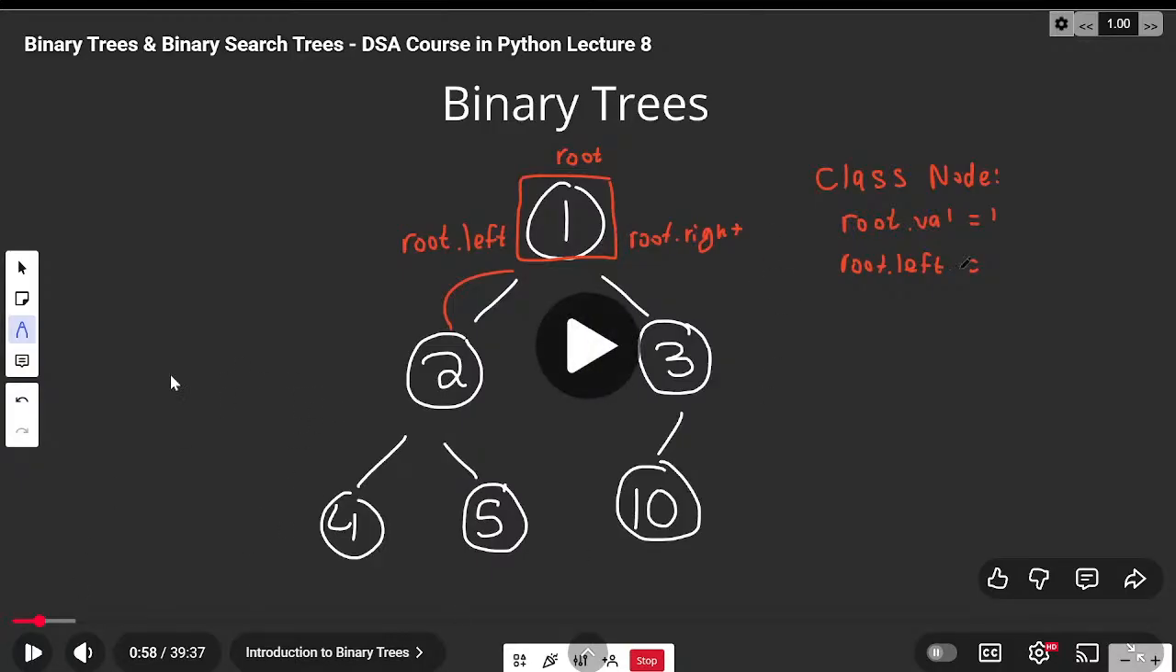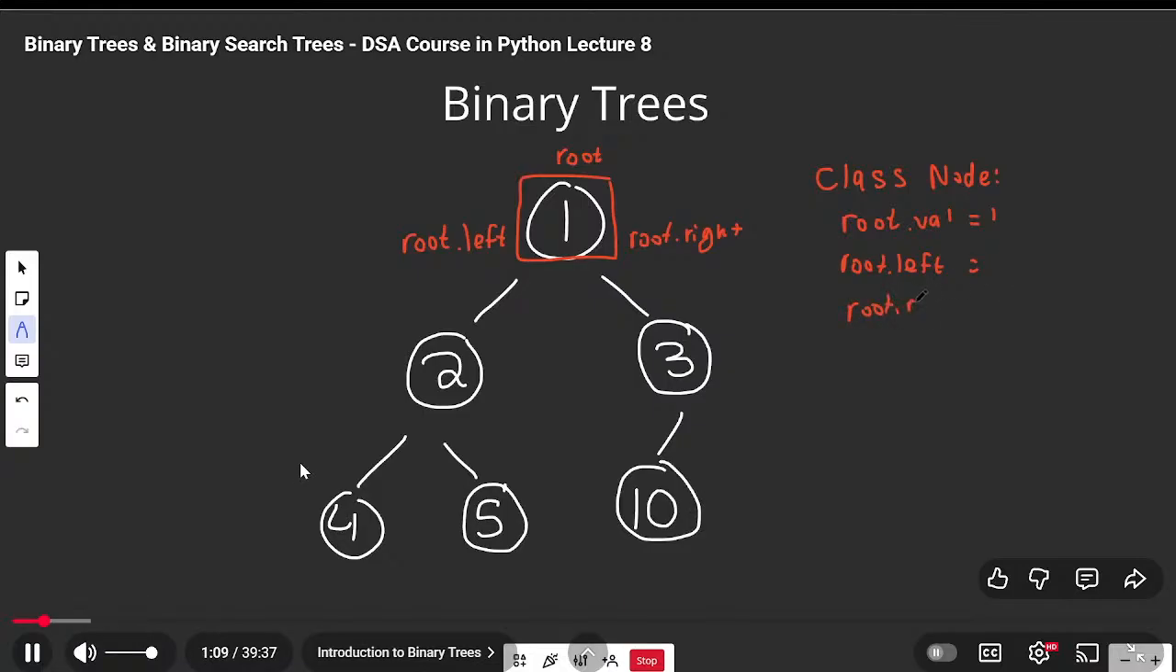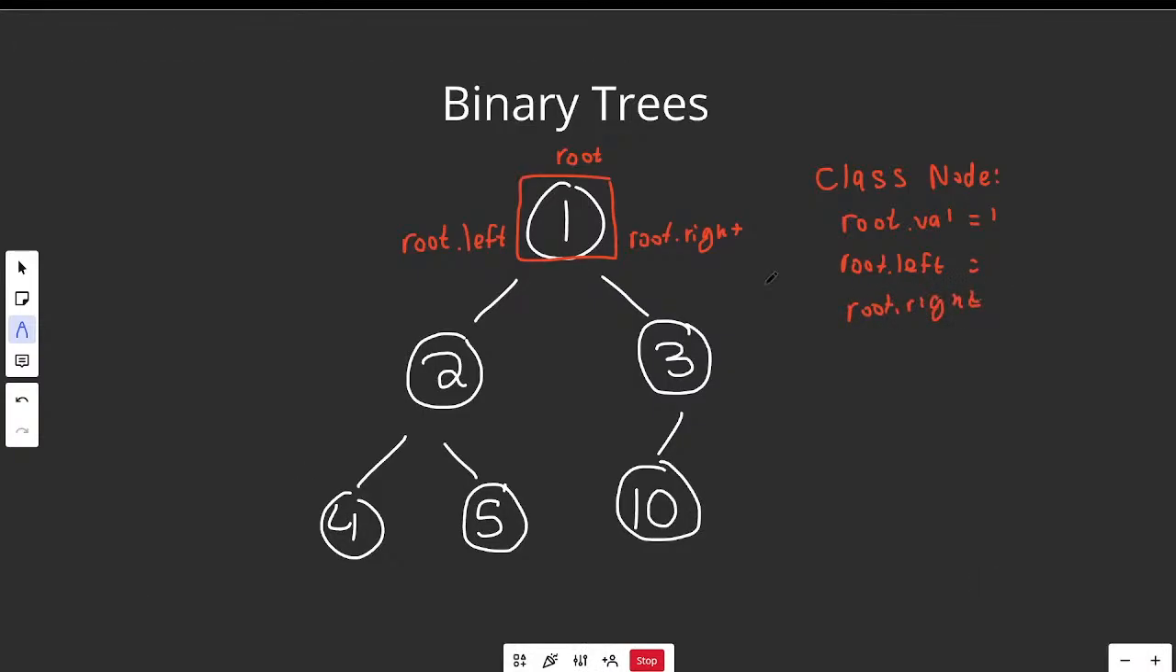So for this guy here, its root.left is actually pointing to null, or in Python it's going to be None, saying that it doesn't have a root.left. And it also has a root.right. So it has a right pointer or reference to another node, or again, that could be null, because for this guy here, both his left and his right are null.